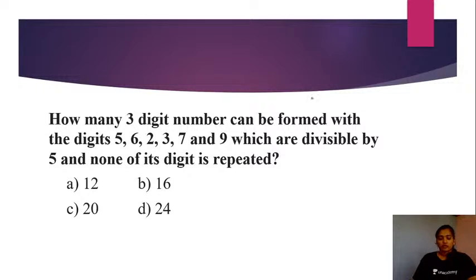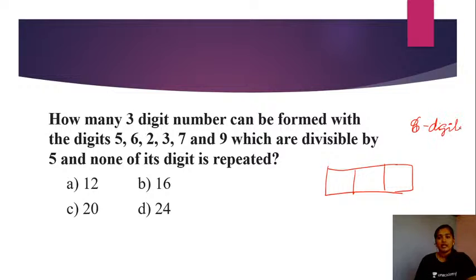You're asked to have 3-digit numbers, students, right? So let's have a box for the 3-digit number. So how many different digits are we given here? You are given 5, 6, 2, 3, 7, 9. So we are given 6 digits, right? And you're given a condition saying the 3-digit number that you're forming should be divisible by 5.